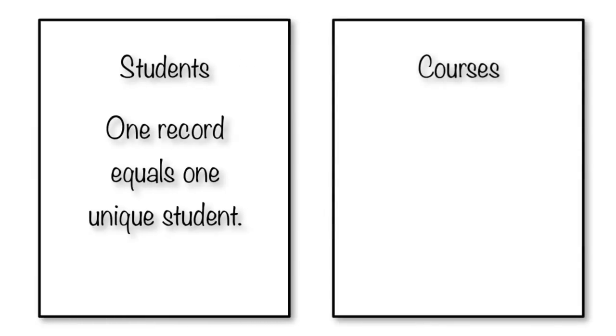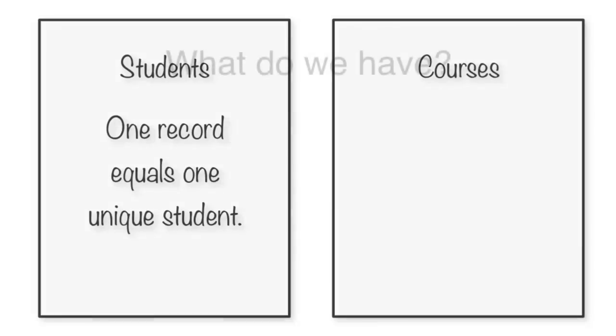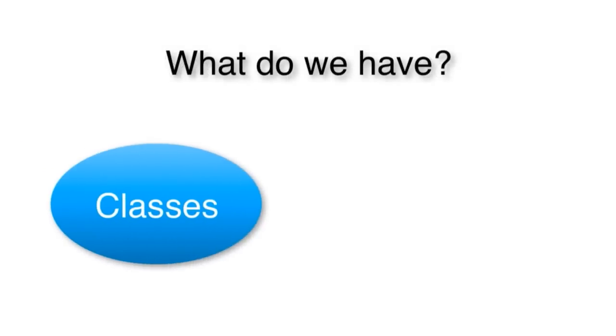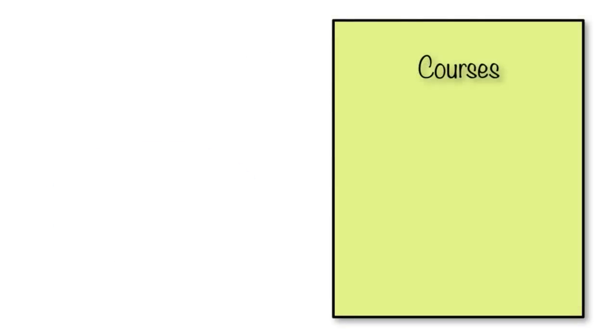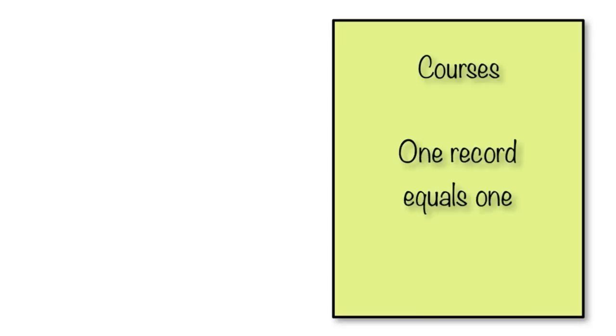Now, before we start connecting things, let's just get the players on the field. What are the players? Well, we have classes that we provide. Okay, so we have, let's just call them courses. So we have a courses table, and we're going to write down once again, one record equals one unique course. And you say, well, why is it unique? Well, somewhere you have to have a unique list of courses, right? Okay, so if you start thinking you need more than that, well, you're trying to jump ahead.